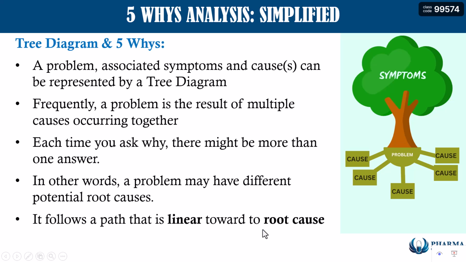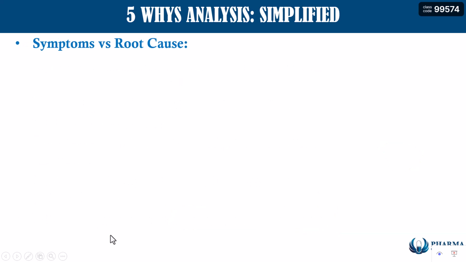It follows a path that is linear towards the root cause. Means you are going to take one problem at a time, one cause at a time. Of course, you are going to deal with one problem at a time, but as far as the five whys analysis is concerned, it is quite a linear approached investigation tool. So we'll take one example to understand what is meant by the path is linear toward the identification of a root cause. But before we move on to the example, let us understand a very important term, symptom.